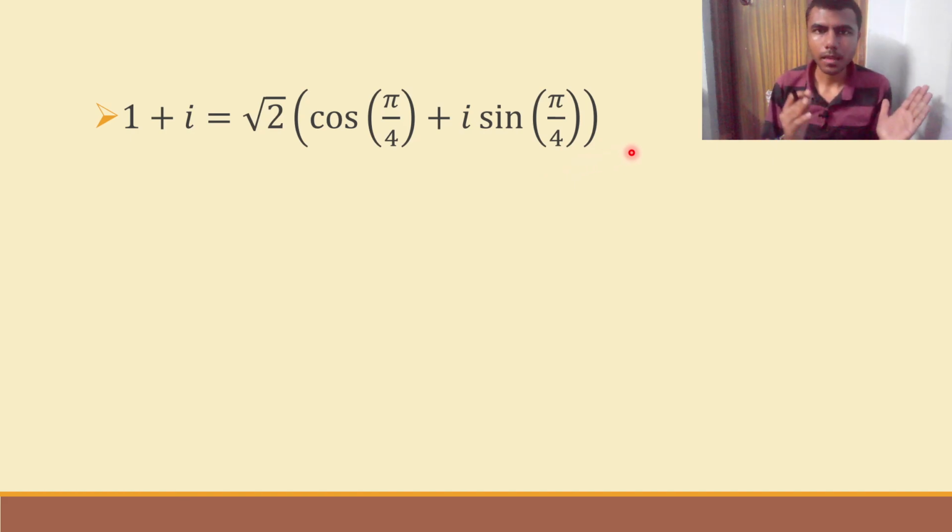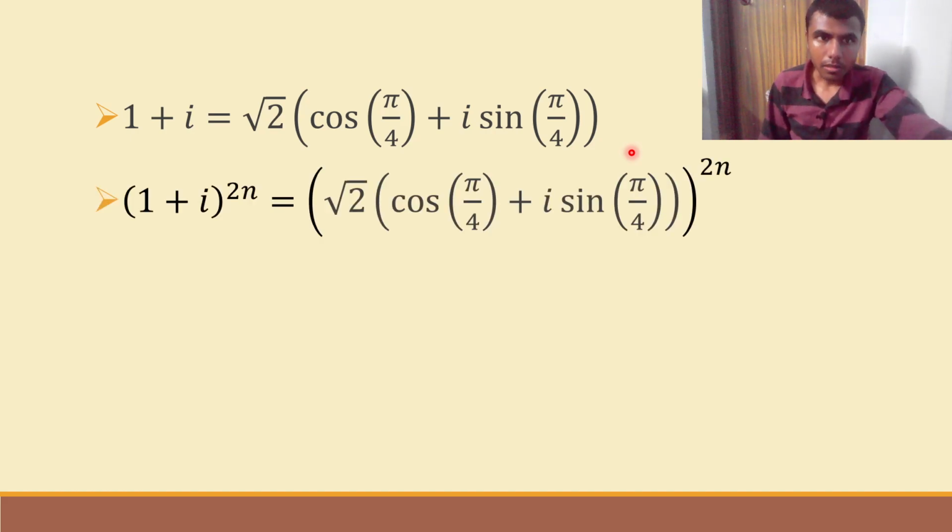Now in the question, if you remember, there is (1 + i) whole power 2n. So I need to find (1 + i) whole power 2n. For that, (1 + i)^2n is nothing but this whole power 2n. Fine. So on both sides power 2n has come, just as when we square, we get the power on both sides.